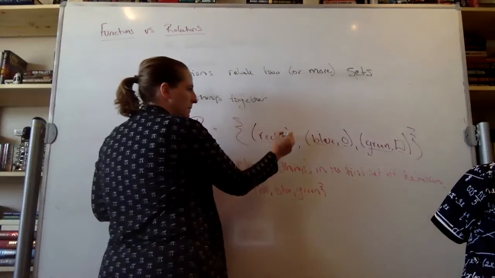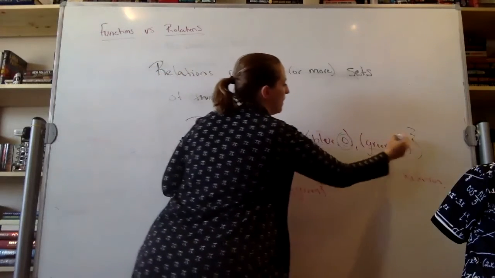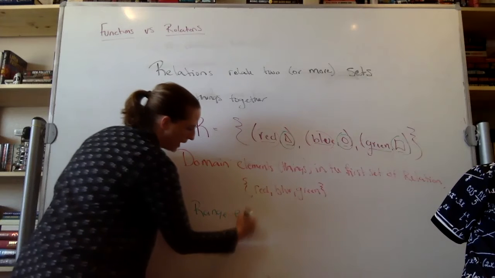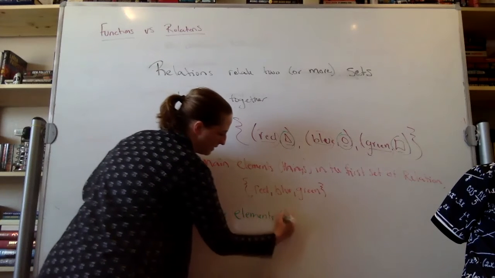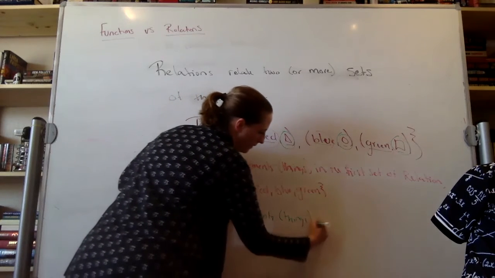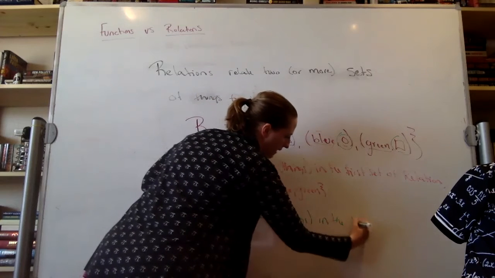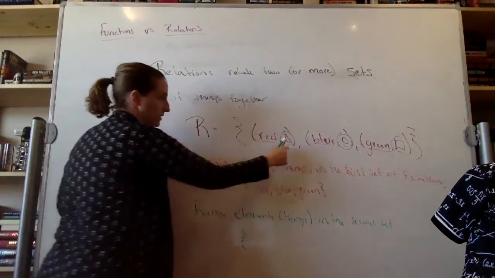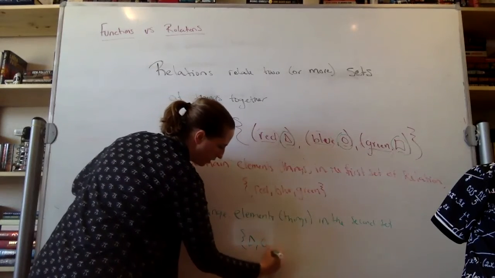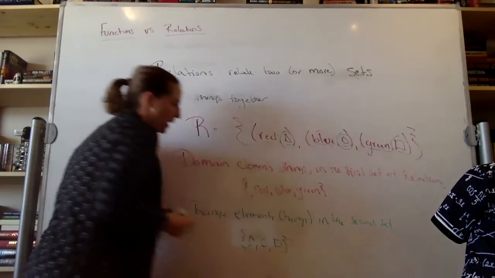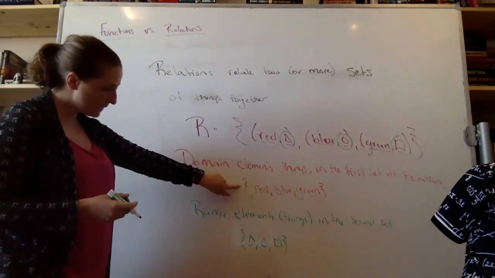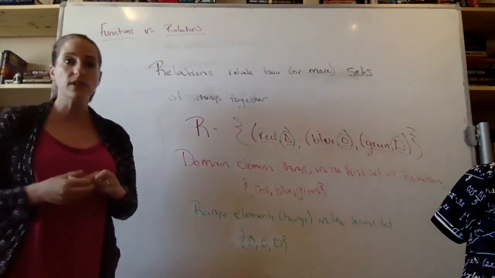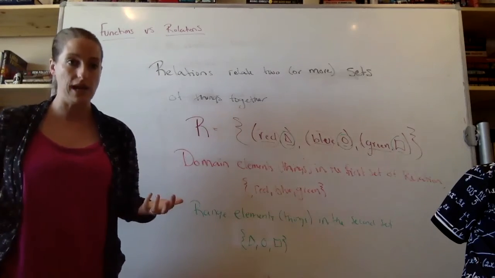Well, we also want to be able to talk about things in the second set. Things in the second set are known as our range. So range is elements or things in the second set. In this case, that would consist again of just three things, triangle, circle, and square. The relation R relates things from this group to things in this group, okay? So that's an introduction to relations as well as domain and range.